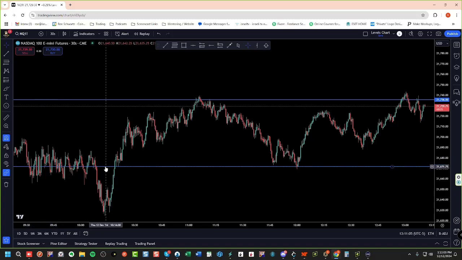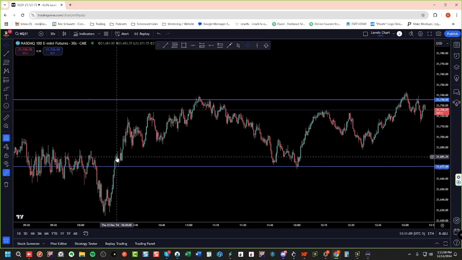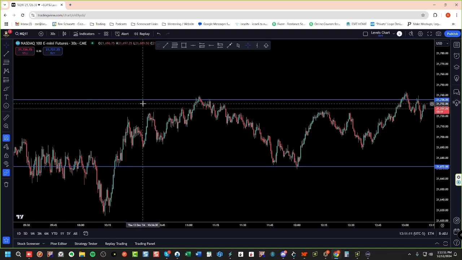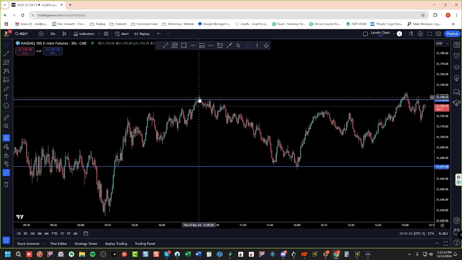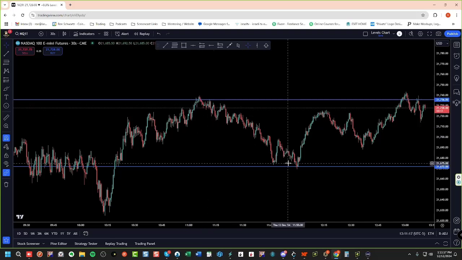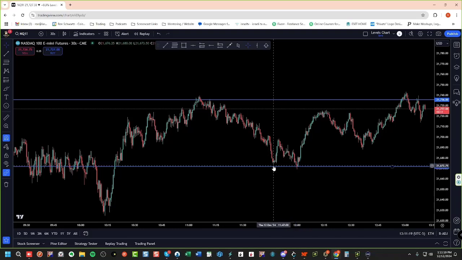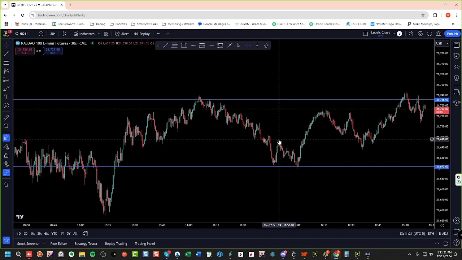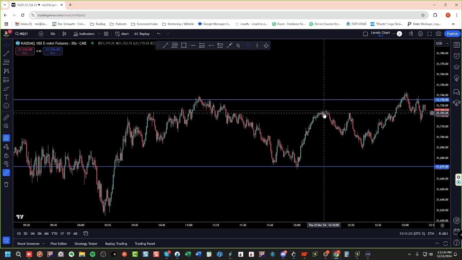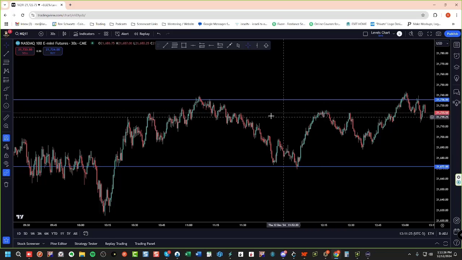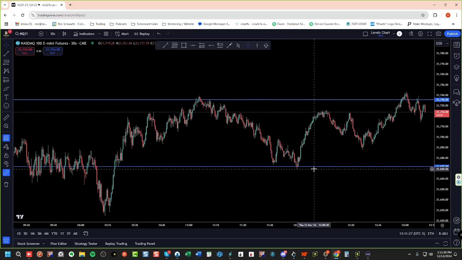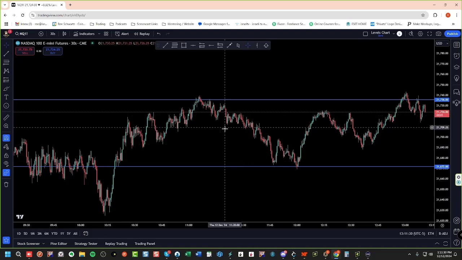Look at all this consolidation on the 30-second. And then it tried to break out, tested it, bounced. Same thing here. A little bit of consolidation, test, down. Here, tried to test, bounce, test, bounce. This is actually really good. This is a good move right here.